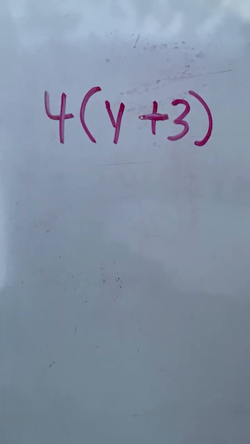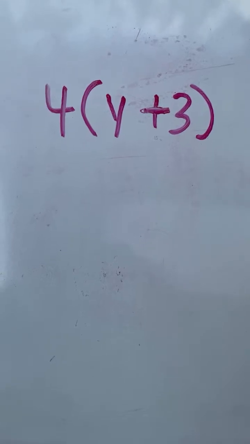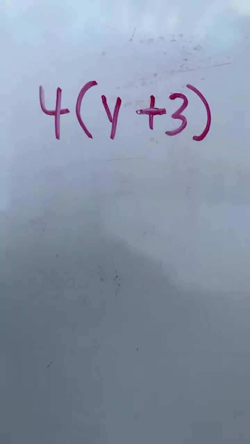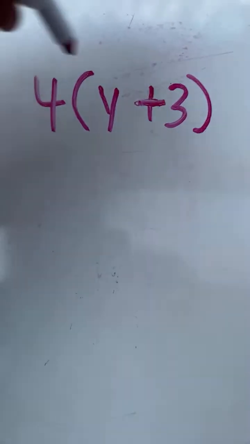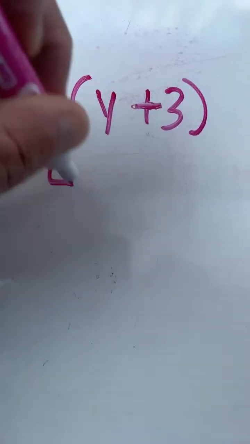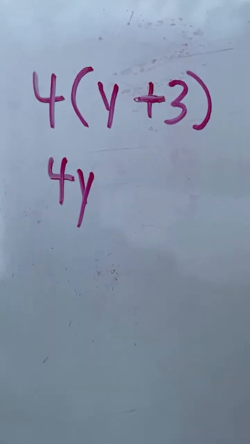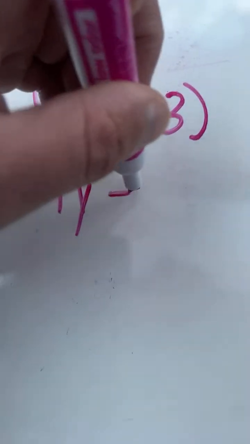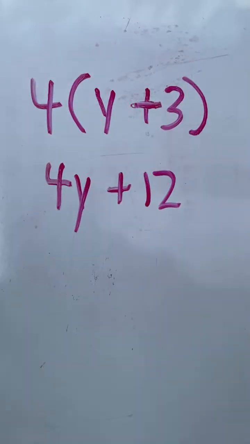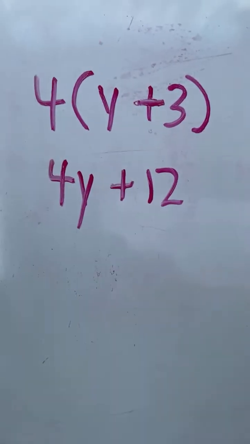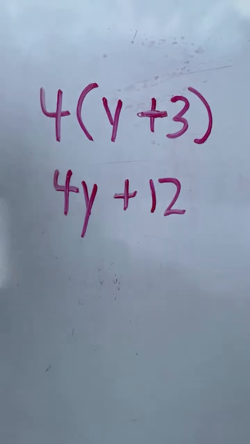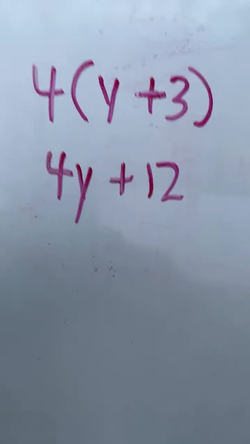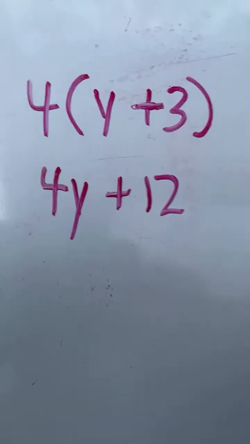So we have 4, and then the parentheses we have y plus 3. Whenever you see parentheses next to a number, the parentheses acts as a multiplication sign. So step 1, we multiply 4 times y. 4 times y equals 4y. Step 2, we multiply 4 times 3. 4 times 3 equals 12. And this numerical expression, simplified using distributive property, is 4y plus 12. Alright, next example.